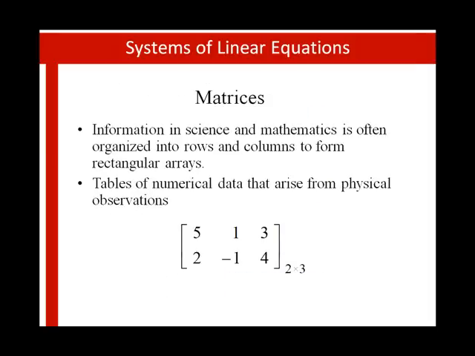Matrices are used in this course. Information in science and mathematics is often organized into rows and columns to form regular arrays, tables of numerical data that arise from physical observations. Therefore, we can say by definition that a matrix is an array of numbers that represent quantitative data arranged in a structured way. For example, the matrix that we can see is a 2x3 matrix that has 2 rows and 3 columns.